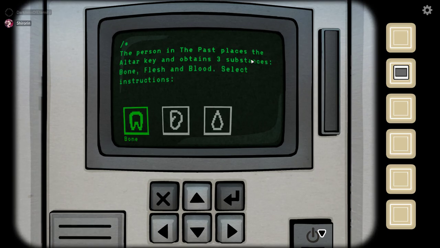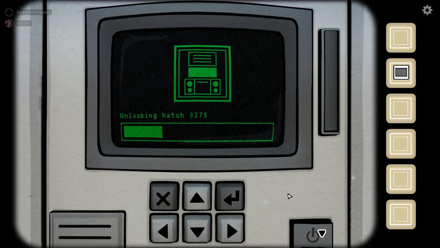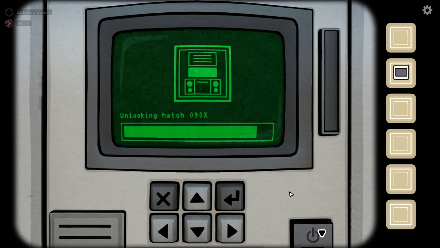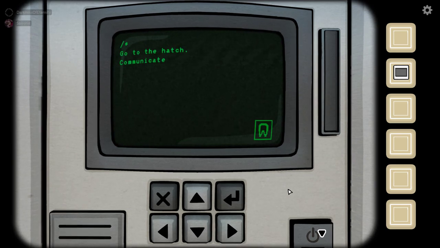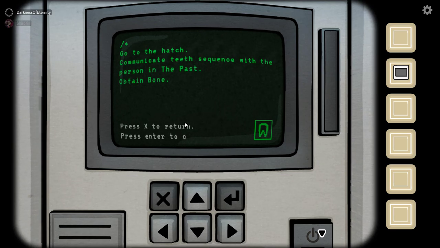Person in the past places the altar key and obtains three substances. Bone, flesh, blood. Select the instruction. Bone. Oh, I think it's the same thing with the teeth. Go to the hatch, communicate teeth sequence to the person in the past, obtain bone. Yeah, so it's the teeth thing. It's the same thing, I think.